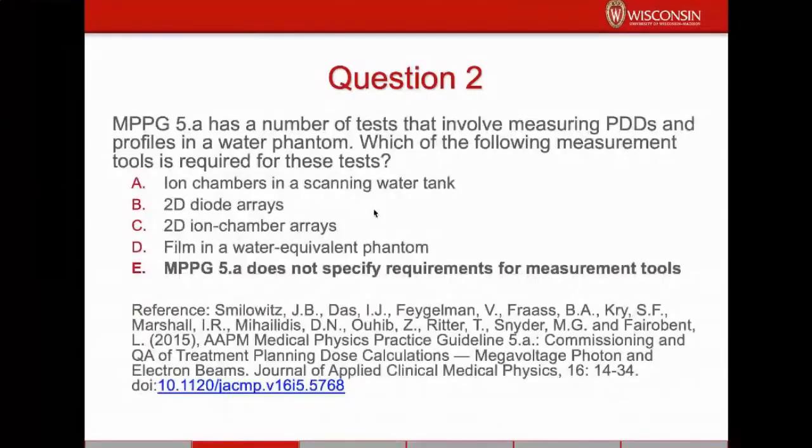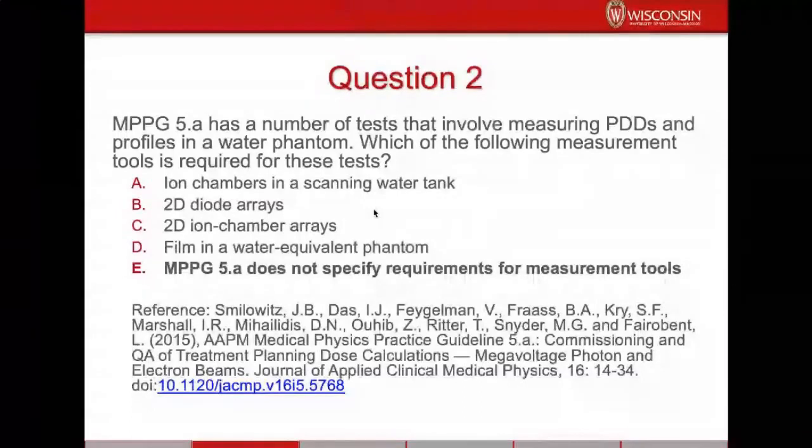So the answer is MPPG 5A does not specify requirements for measurement tools. I'd say the most common way to measure a lot of the water phantom tests is to use ion chambers in a scanning water tank, but it's not a requirement. And they did this for a number of reasons. One, they recognized that a lot of people would want to do this efficiently and that maybe they wouldn't want to do it with water at all. And so they wanted to make other options available, like using ion chamber arrays and diode arrays.